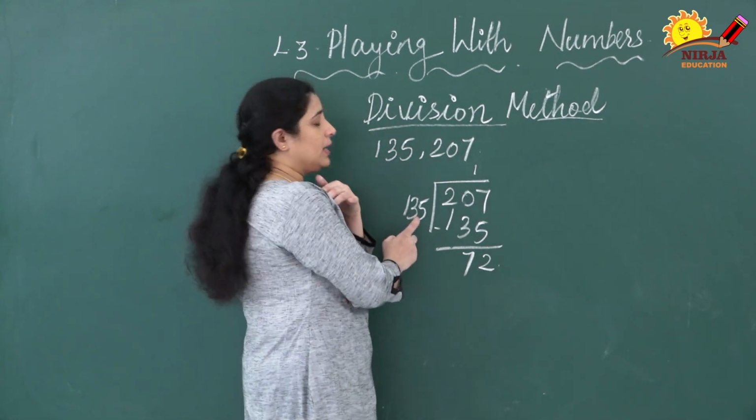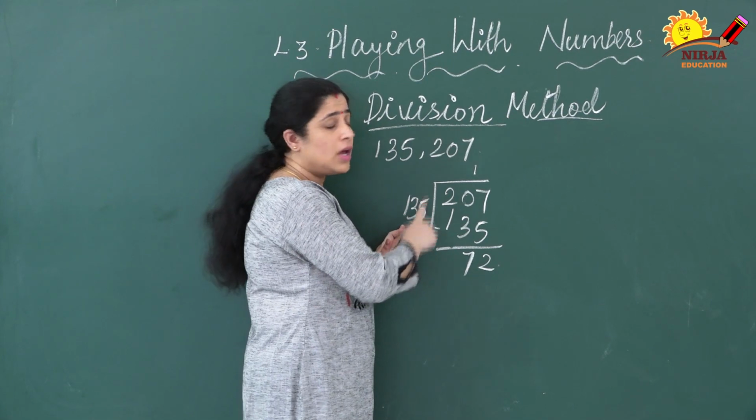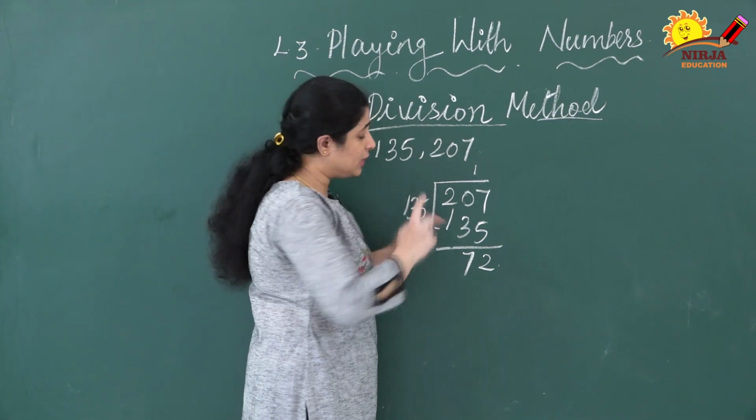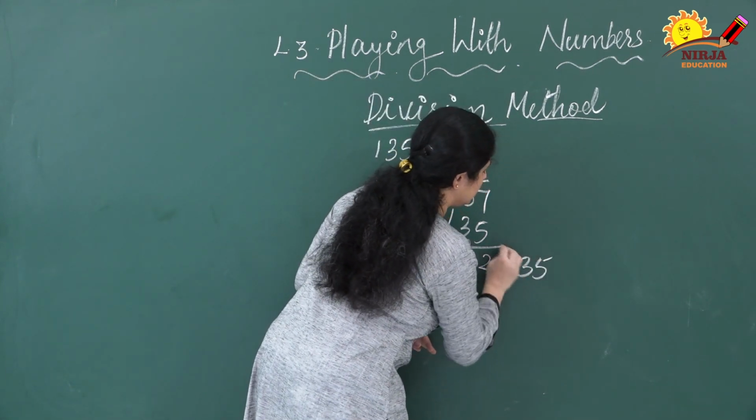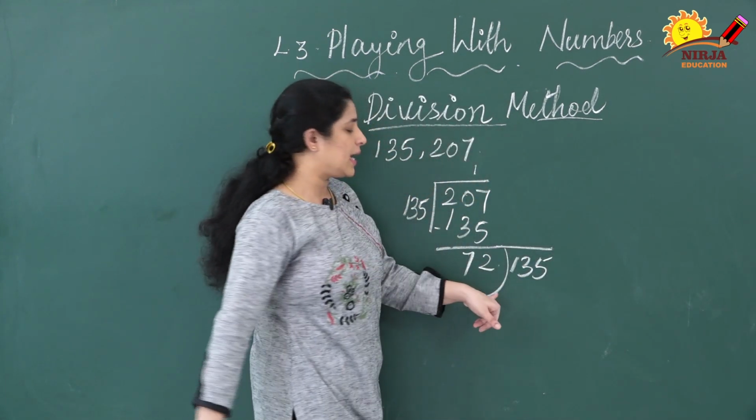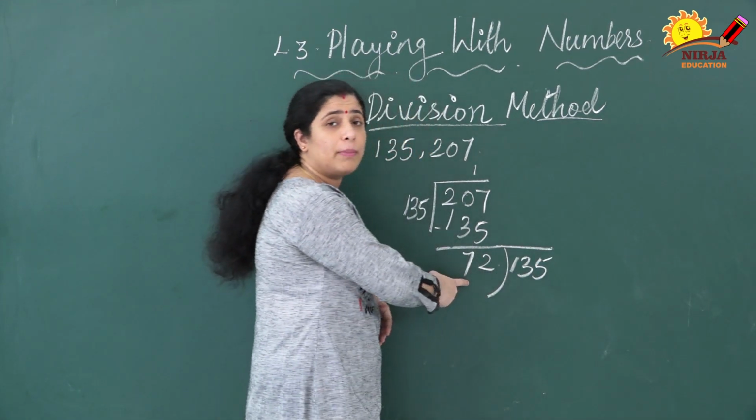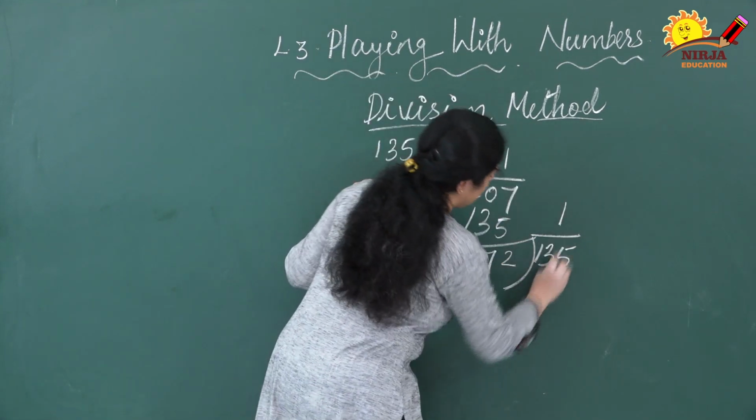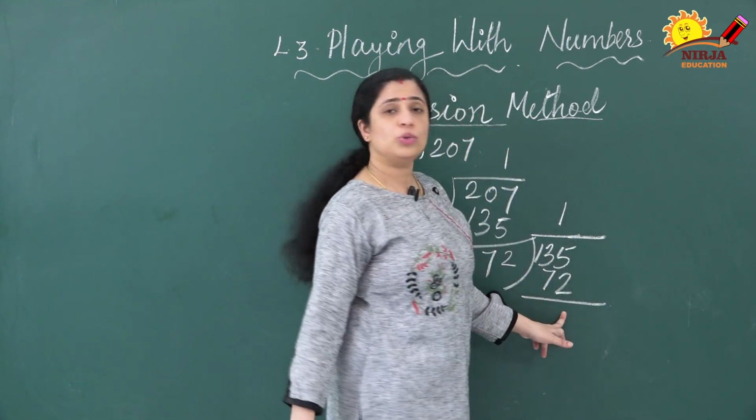You have to divide this number. That means by which number you have divided. So 135. So you have to divide 135 by 72. I am going to write 135 here, and this sign you can make. So you have to divide 135 by 72. Here also you will get 1 only, 1 times 72. Again you have to do the subtraction.